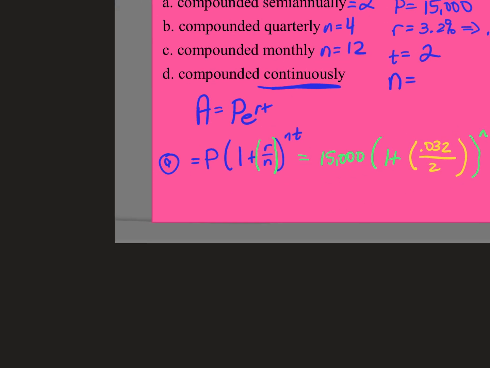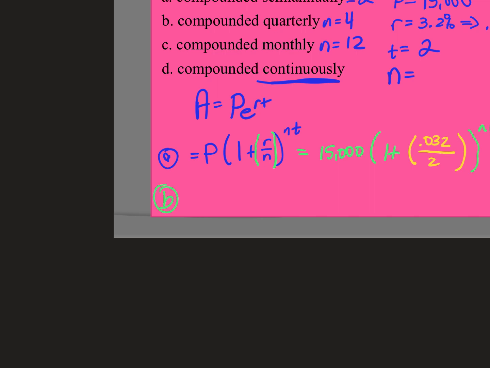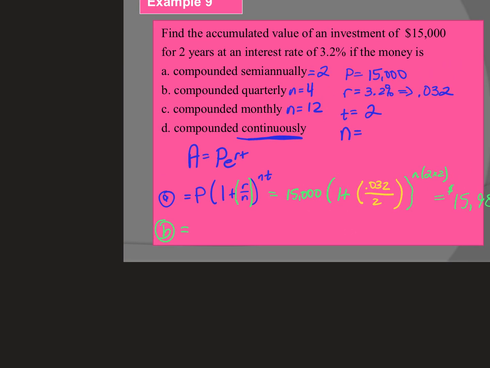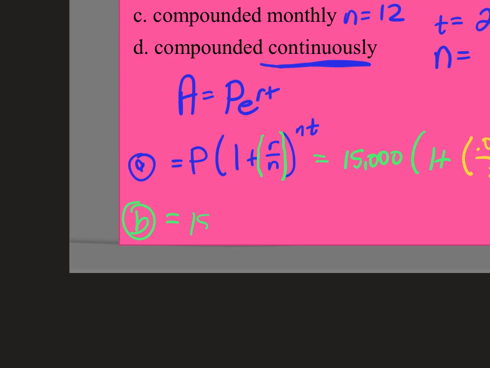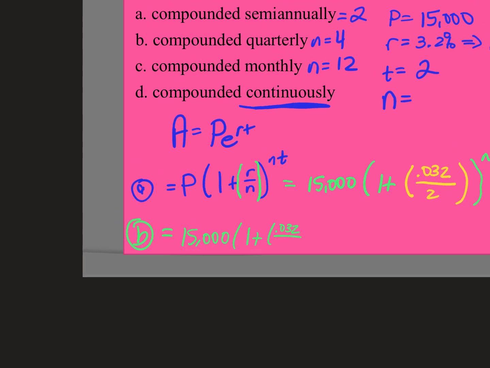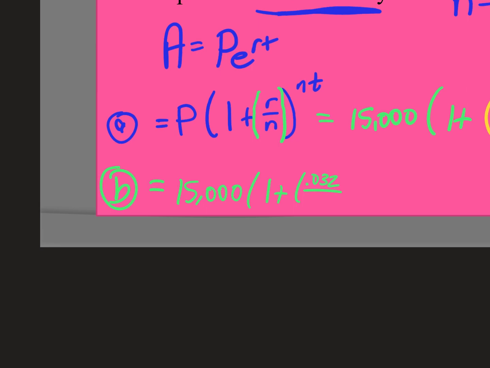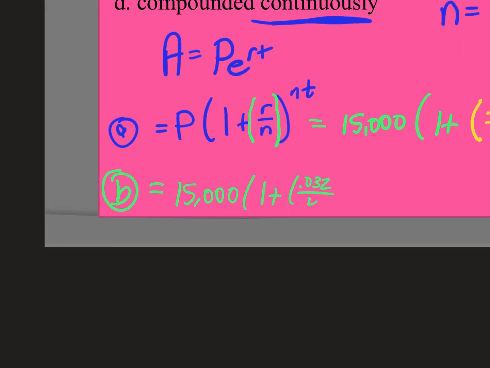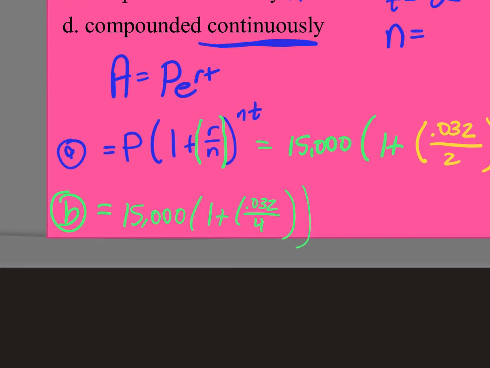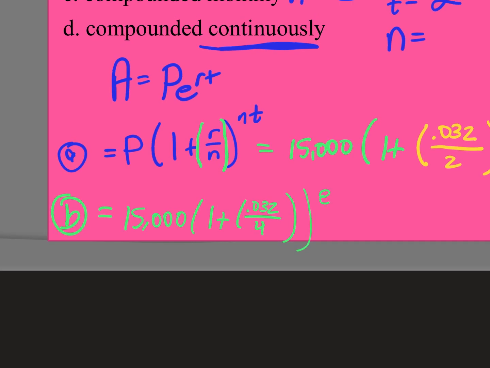So, all right, let's look at B. Come on, let's do B together. Let's at least fill it in together. Okay, B. What is the only thing that changes from A to B? N. Your N value. So you still have 15,000. We're still starting off with 15,000. 1 plus my rate is still 0.032. And this time I'm compounding quarterly. So my N value is what? 4. And then I'm raising that to the n times t. Well, 4 times 2 is 8, correct?